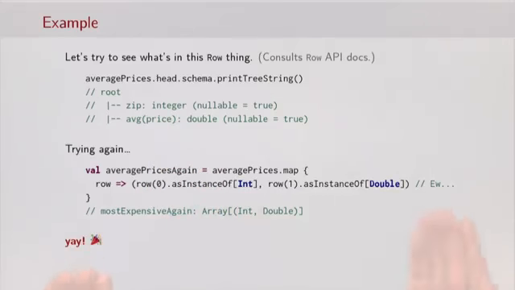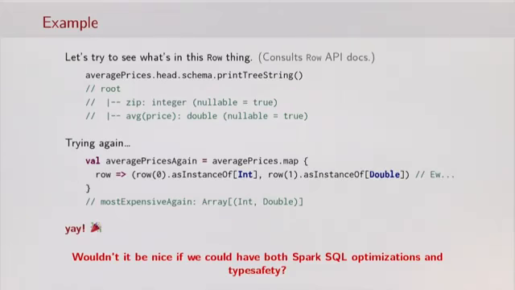It's just really ugly. It's really hard to read. I have no idea what's happening here. And as you can imagine, I could be randomly trying different casts until something works, and I could still be wrong. So this is pretty error prone. But hey, at least it worked. Though wouldn't it be nice if we could have both these wonderful Spark SQL optimizations and actual type safety so I didn't have to do this?